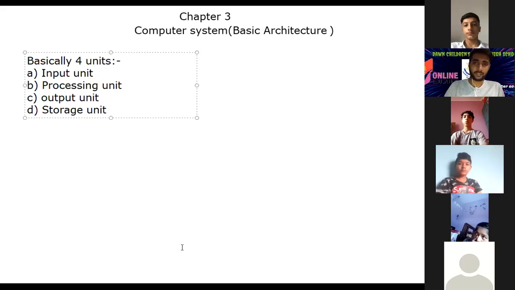What is the definition of data? It is a collection of raw facts and figures, which is meaningless. Our data is meaningless. Once we give data to the computer for processing, after processing of data, the result which we get is called output. That output is meaningful.